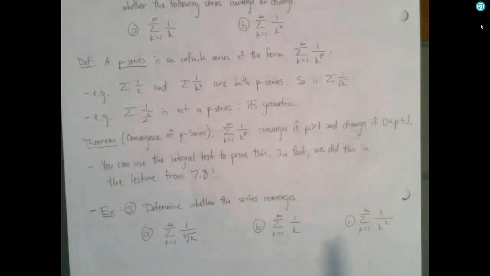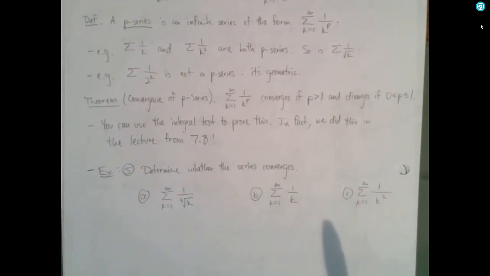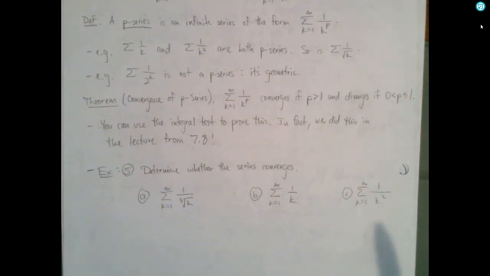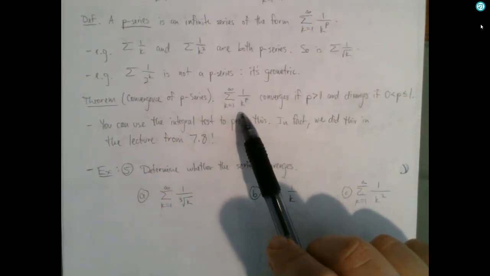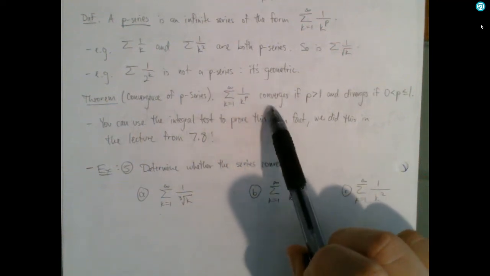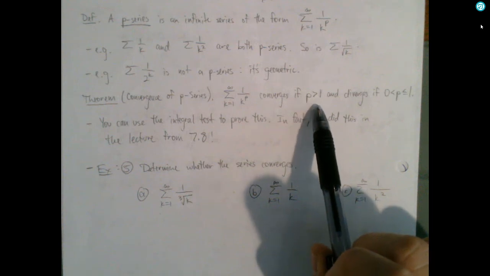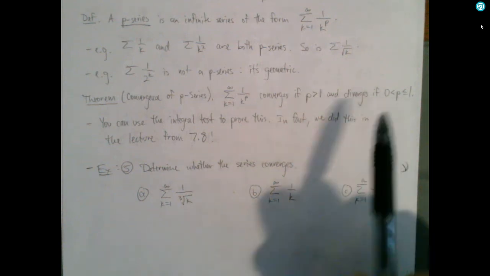But we have kind of a similar result for p-series as we did for geometric series. In a way, it's sort of like the opposite of geometric series. But anyway, the series 1 over k to the p converges if p is greater than 1, and it diverges if p is between 0 and 1.